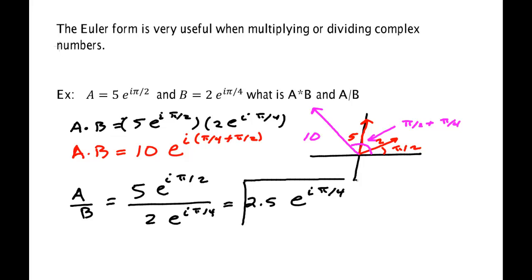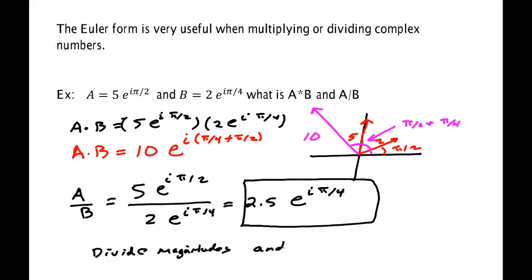So it's also easy to divide complex numbers in the Euler form. Divide magnitudes and subtract angles.